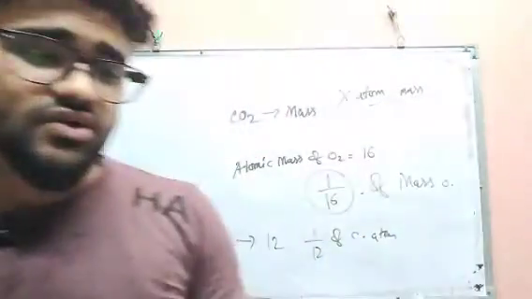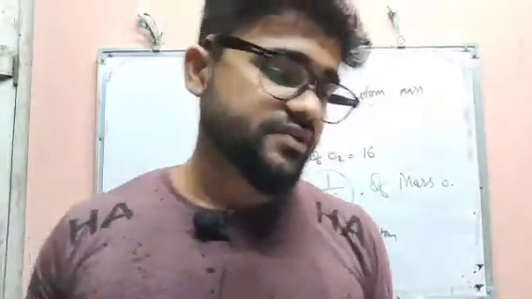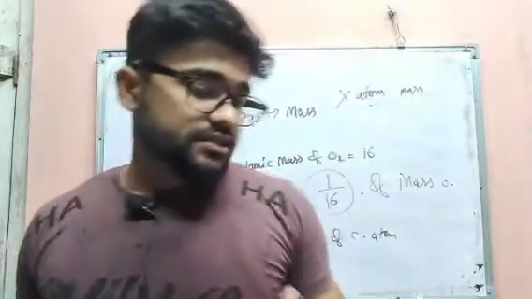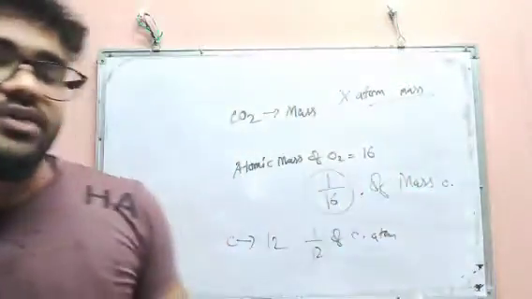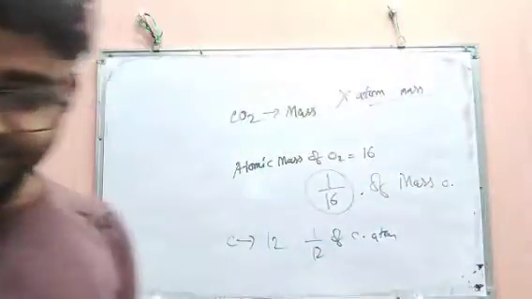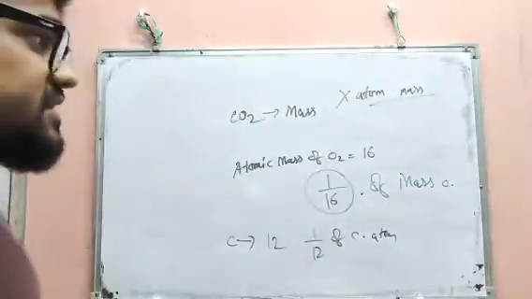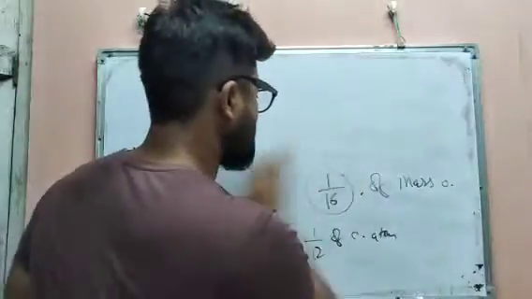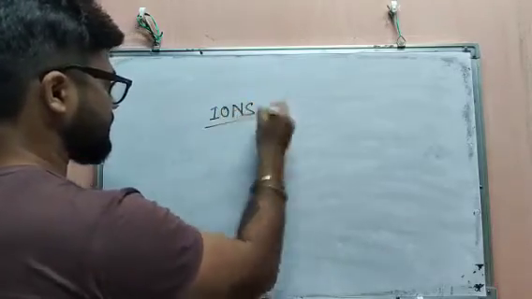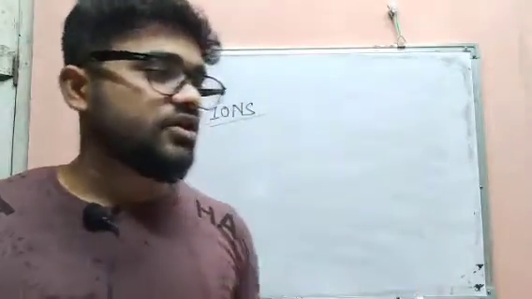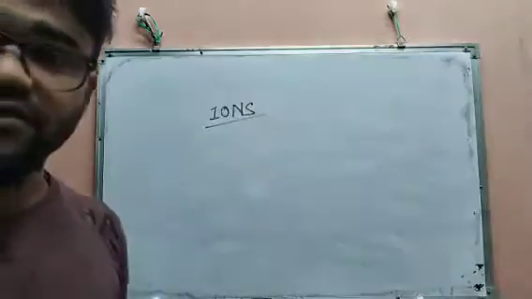Next, one more question arises about types of elements. There are two types of elements, metal and non-metal. You have learned about this. There is also one more basic type, which is known as ions. Now you may be confused about what an ion is. You have not heard about ions, so you may be confused.